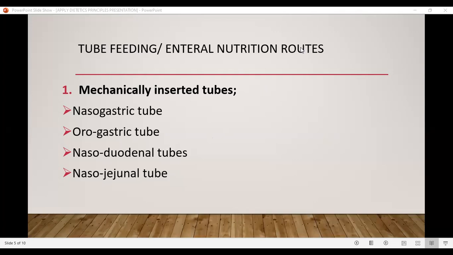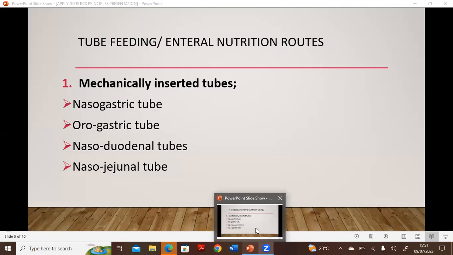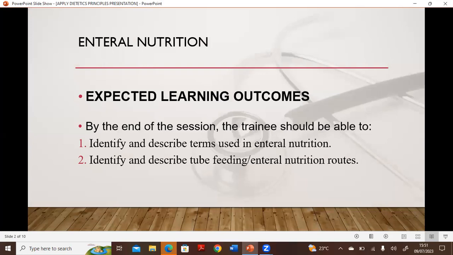The first term that we're going to define is nutrient. I'll request one of us to give us their own definition of nutrients. Daniela, you can try. Nutrients are elements that are found in our foods, vegetables, and fruits that are essential for normal body function. Yeah, that's a good trial. So nutrient is normally the chemicals that are found in food that are essential for the normal body functioning.